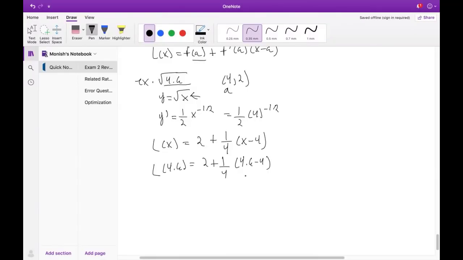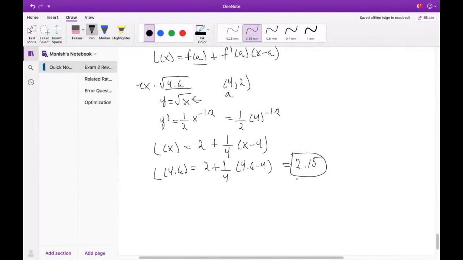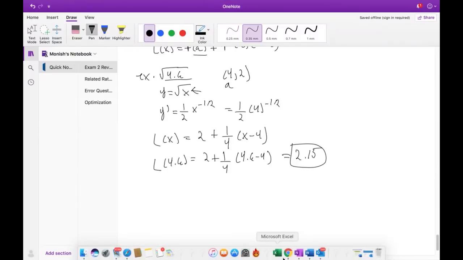And then if you go ahead and simplify and solve everything, you should get 2.15. And if you plug it in a calculator, you'll probably get something like 2.149, something close to 2.15. Okay, so that's linearization. It's a pretty simple topic, so I don't want to spend too much time on it. Does anybody have any questions on this?